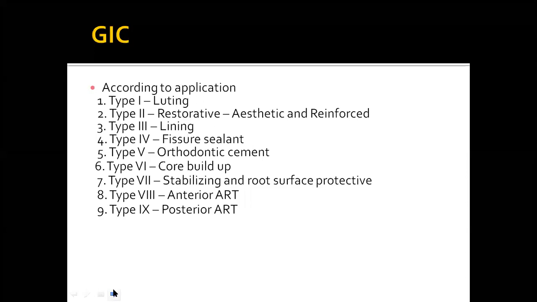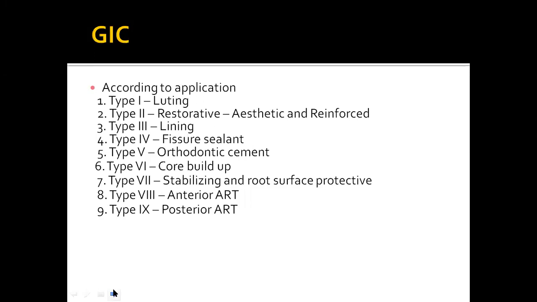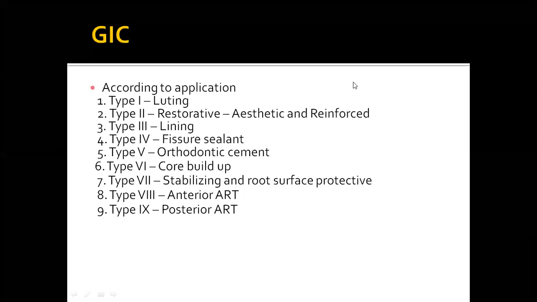Okay, because posterior ART is high fluoride releasing. If they ask you among all these which is the high fluoride releasing, it is type 9. Type 9 is a high fluoride releasing cement. It is also used in geriatric and pediatric scenarios. Even in periodontic patients, you will use your posterior ART. You have to remember that they're asking you. No, it's not type 7. Type 7 is also fluoride releasing, but your posterior ART is specifically for geriatric and pediatric patients. Okay, fluoride releasing.